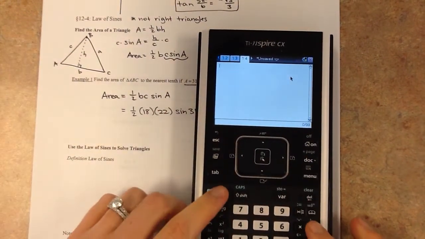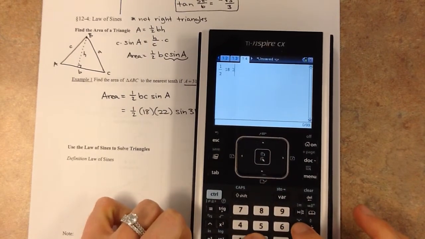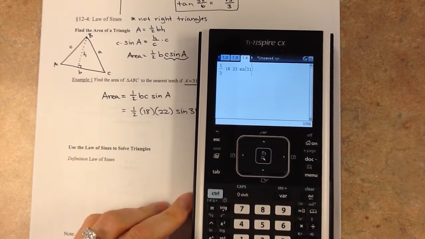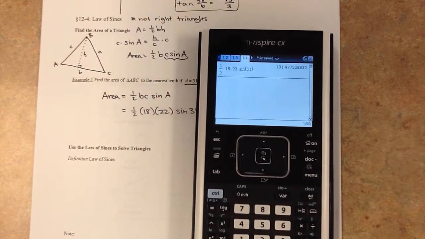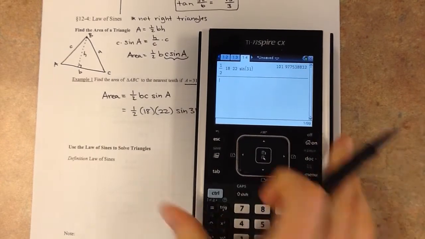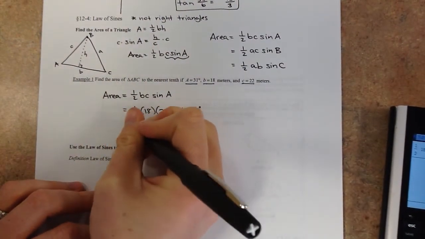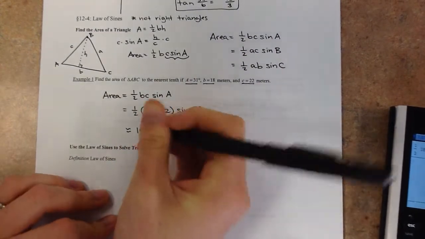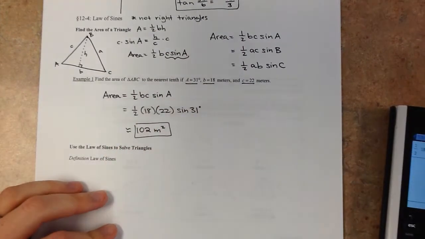So we do 1/2 times 18 times 22 times the sine of 31 degrees. And just plug that in, and we get about 101.9, which would round us up to 102 because we've been rounding to the nearest tenth. So it's approximately equal to 102, and since this is meters, we have meters times meters, which would be meters squared when we're talking about area. So that would be your answer.